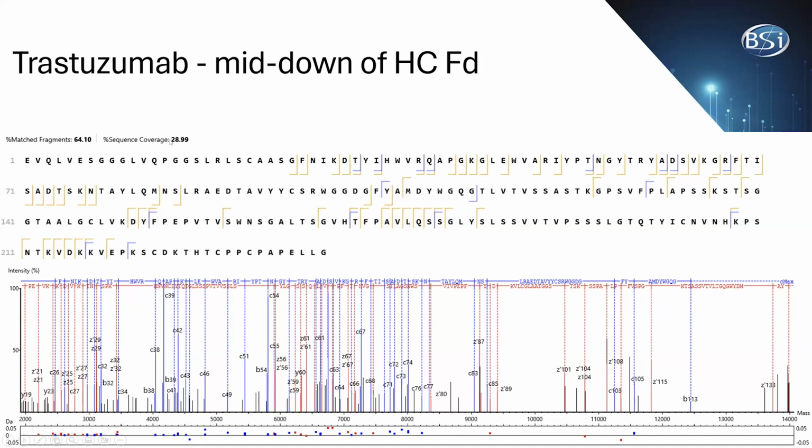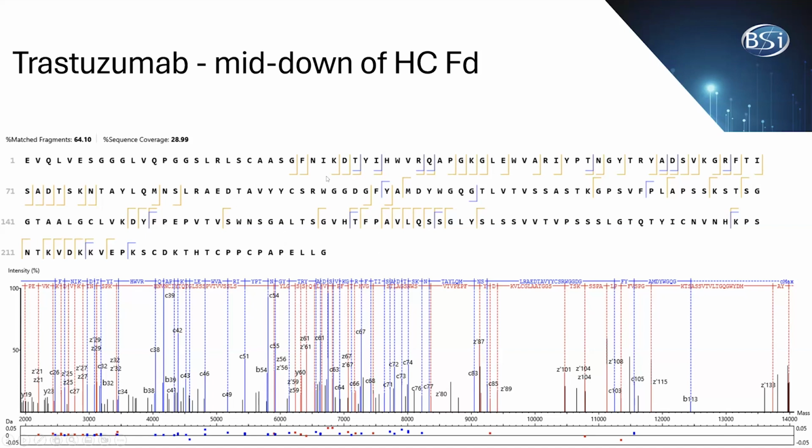And so we do get fairly good sequence coverage from this top-down data of that Fd domain in the heavy chain. And by sequence coverage, I mean the percent of fragment ions that are generated from this intact protein. And it's important to have reasonable sequence coverage or good fragmentation in order to distinguish between all the different lysine sites across each antibody domain.